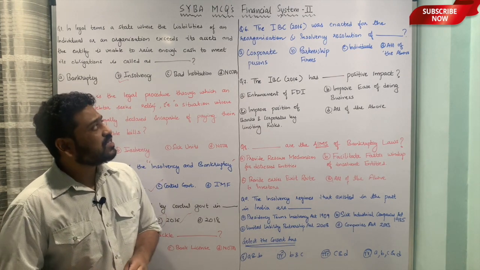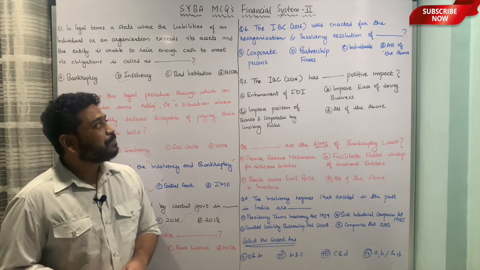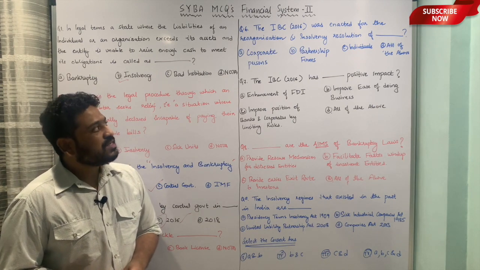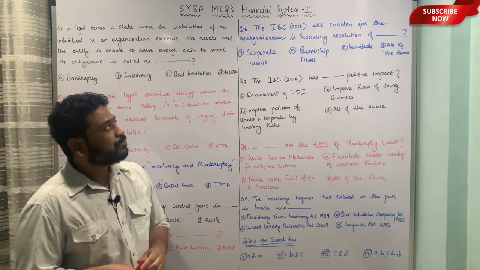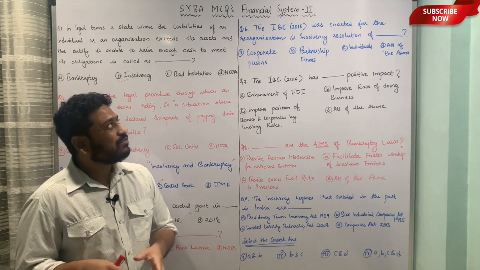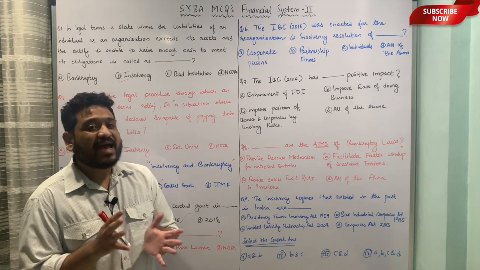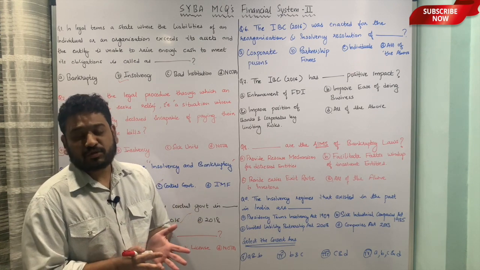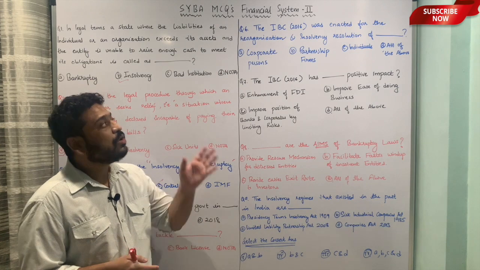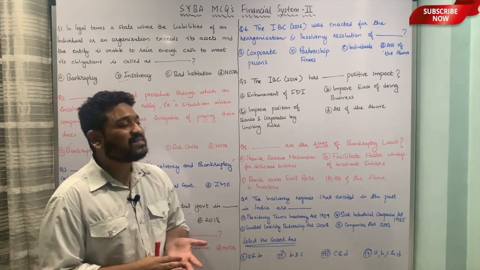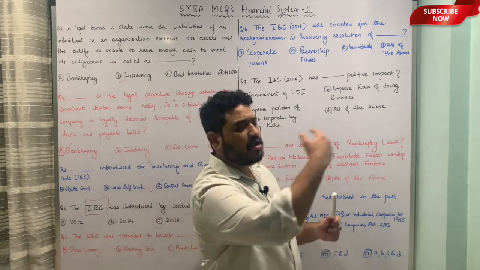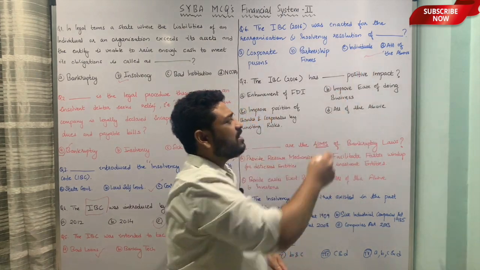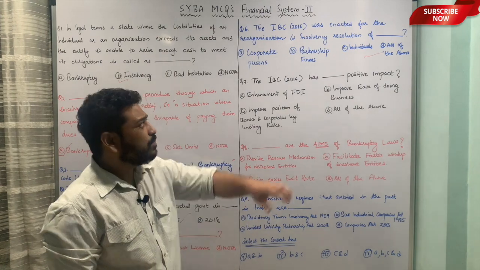The underlying options are A, corporate persons, B, partnership firms, C, individuals, and D, all of the above. So here the IBC code was enacted for the reorganization and the resolution or insolvency resolution for all of these, that means corporate persons, individuals as well as partnership firms, and therefore option D, all of the above, in this case is the correct answer to this particular question. I hope that is clear.